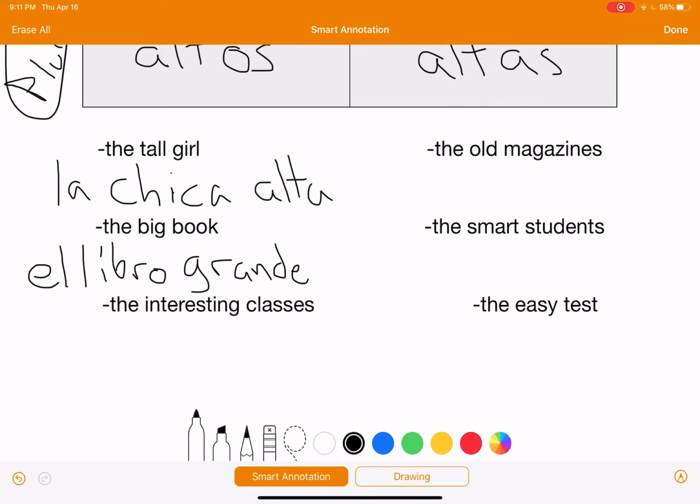Now what about for the classes, the interesting classes? Okay, if you remember, the word for class is la clase, but we have to make that plural because it's talking about classes. Okay, so I'm going to say las clases. Remember, in Spanish, there's only one S there in the word clase. Okay, and then my adjective for interesting is interesante.